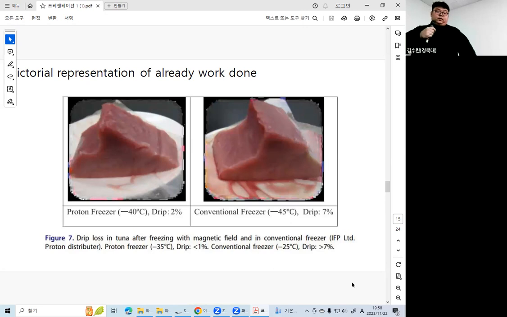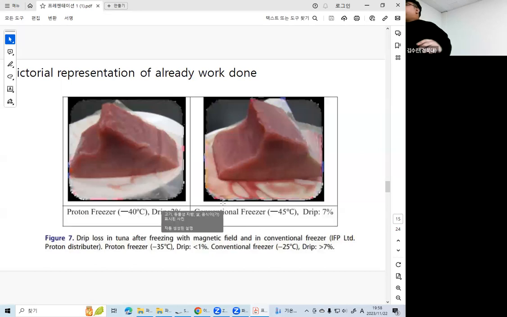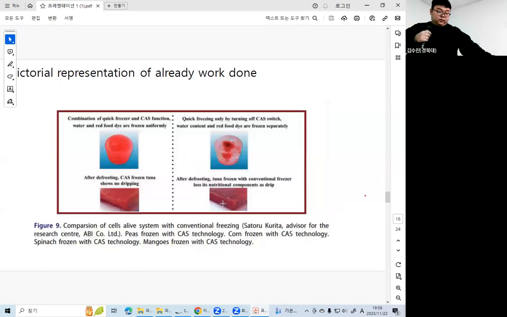This is the result of the work already done. You see this fish meat. The left side is frozen using the Proton freezer, and the right side is the conventional commercial freezer. If we look more closely, we can see less drip generated. And the others, this red one, is colored water that we froze.